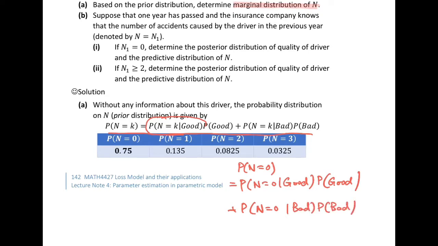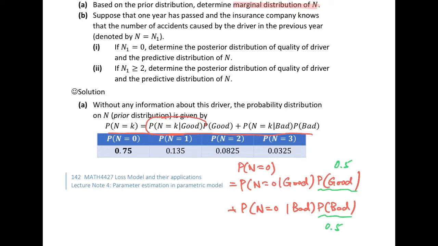Okay, now first of all, initially they think that this driver is either good or bad with 50% probability, right? So each of these will be just equal to 0.5. And then how about the first two probabilities there?